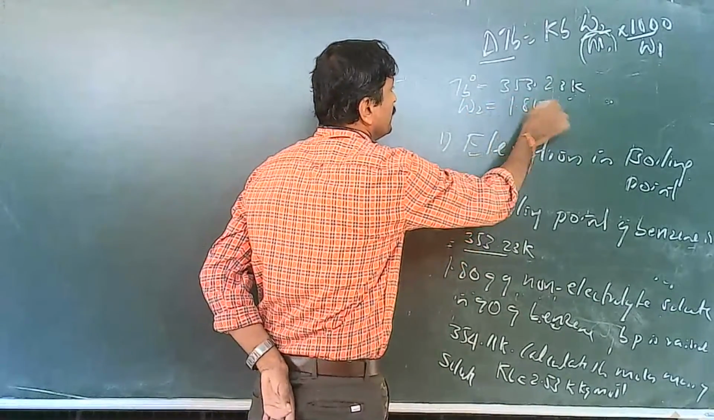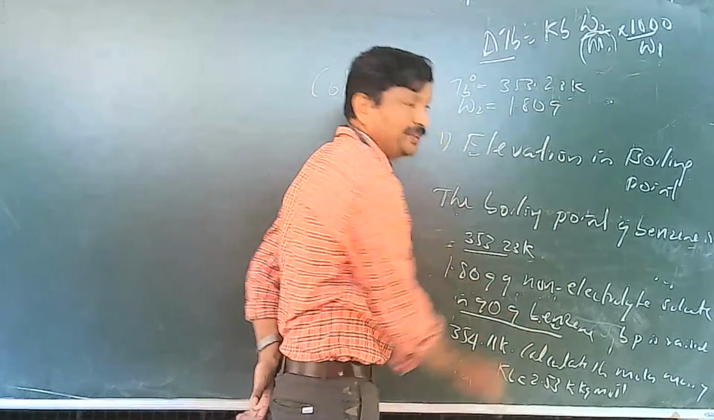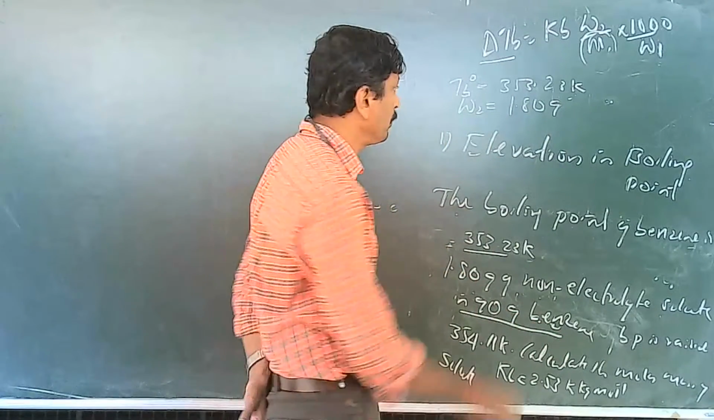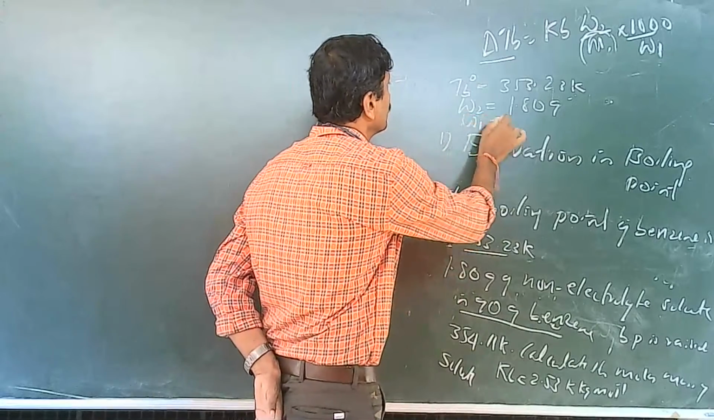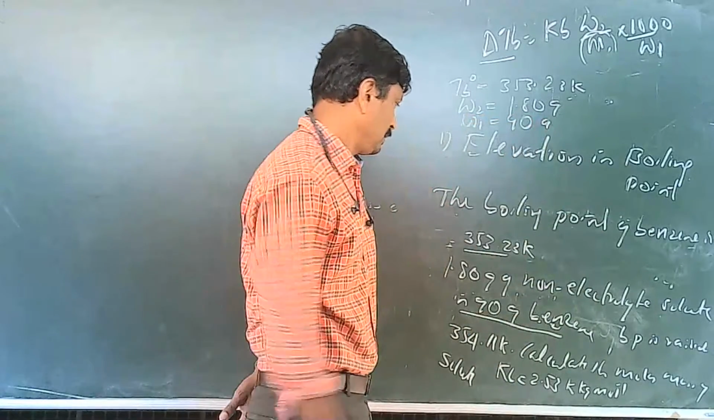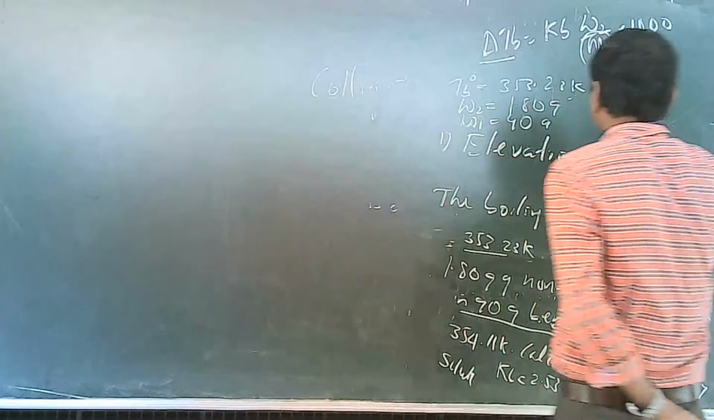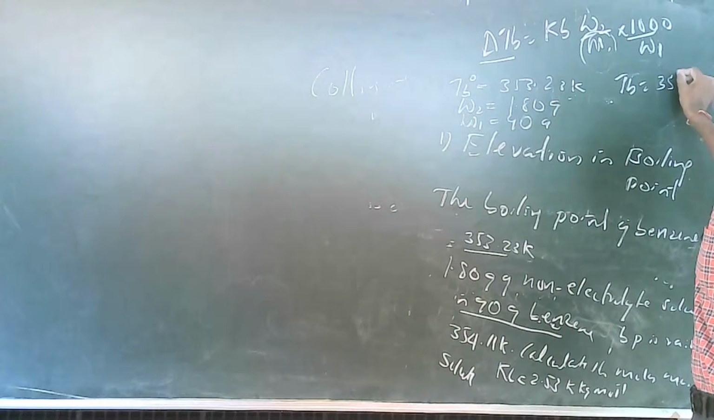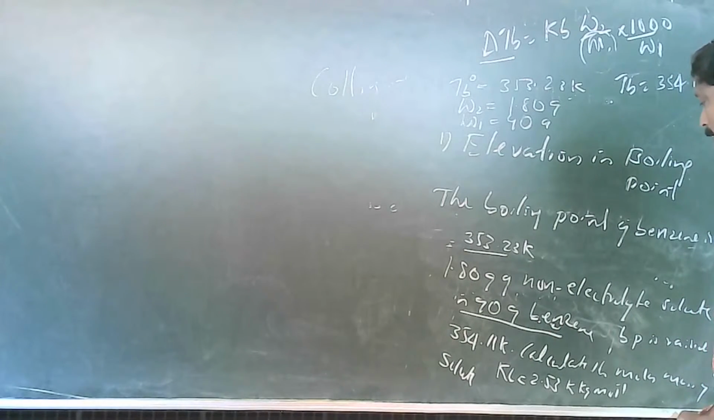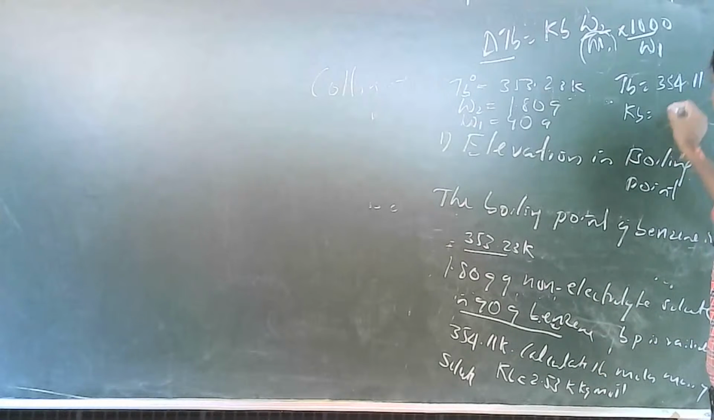Then 1.80 gram of non-volatile solute is what? W2 is equal to 1.80 gram. It is dissolved in 90 gram of benzene. W1 is equal to 90 gram. And the boiling point is raised to 354.11. The boiling point of the solution is 354.11. And Kb is given as 2.53 Kelvin kg per mole.